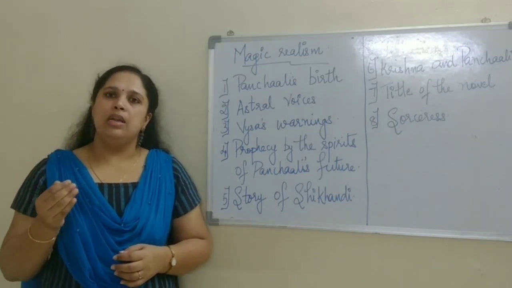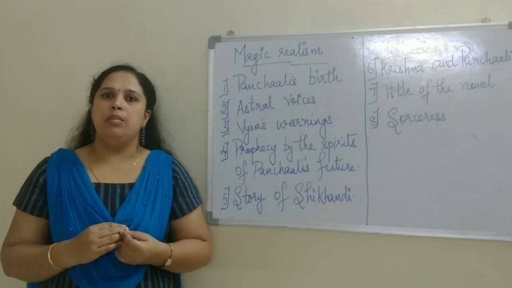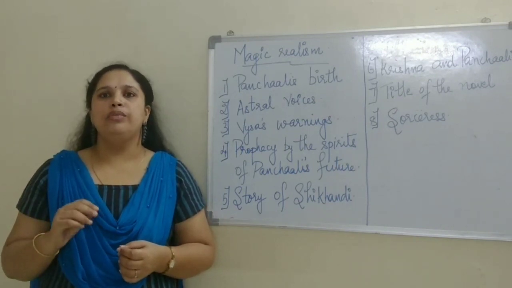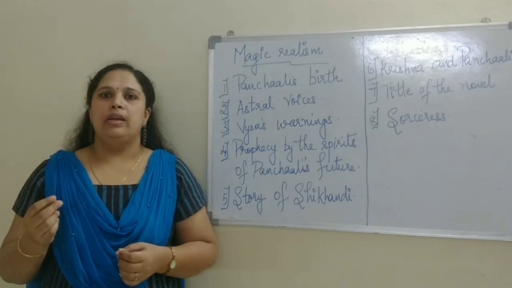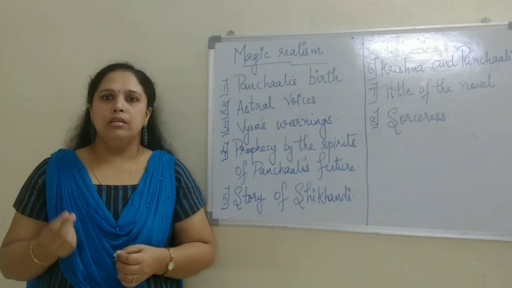So, what is the magical element in it? Vyasa had already warned her. That is the magical element in it. But in reality, even though she knew that she had to follow the warnings given by Vyasa, she was not able to follow that. That is a realistic element portrayed in the novel.